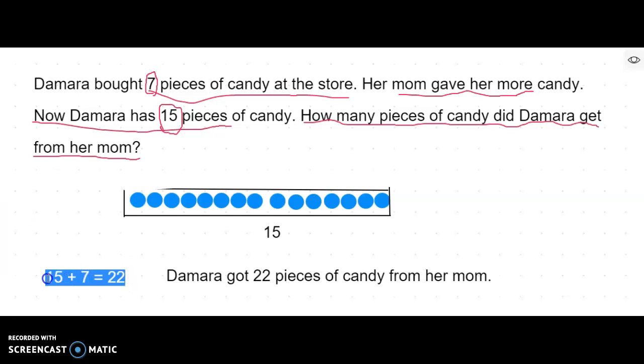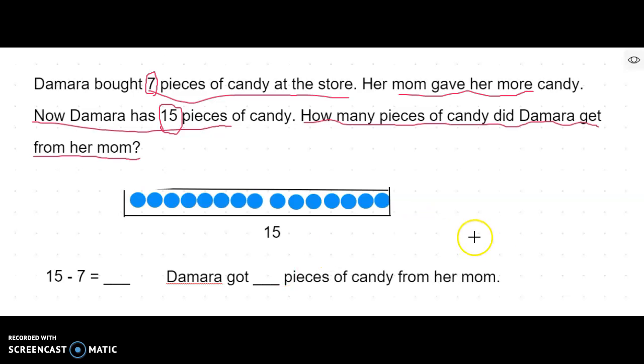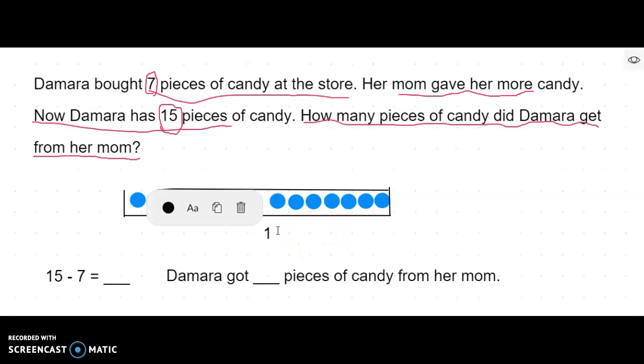So you guys were saying 15 is my whole. And I know she bought 7 at the store, but her mom gave her more. And what I'm missing is how many she got from her mom. So 15 minus 7 equals, is probably how I'm going to set that up. Or if I'm writing this out, Damara got blank pieces of candy from her mom. I don't know how many she got from her mom, clearly, because I think I messed that up the first time. So I know 15 is my whole.